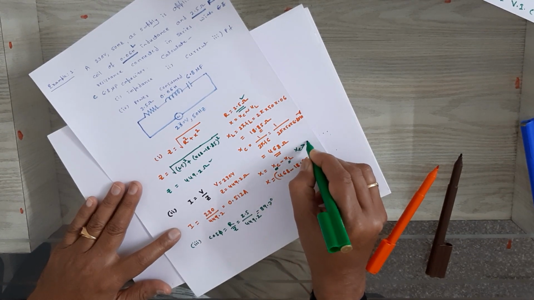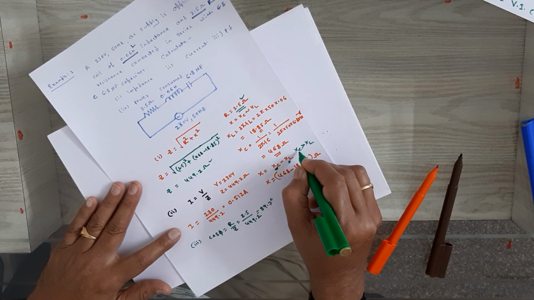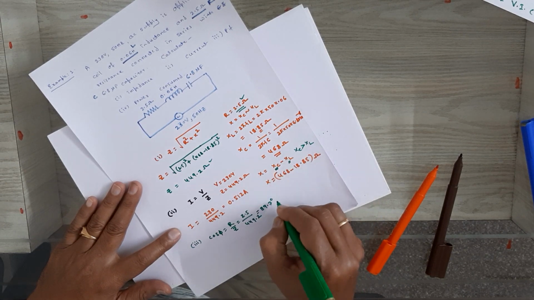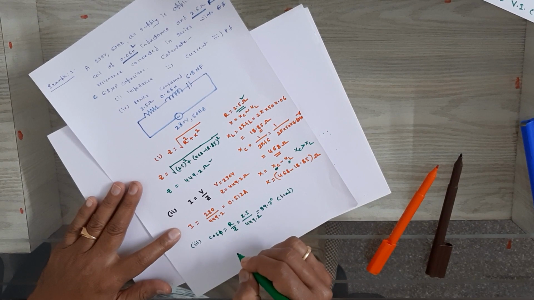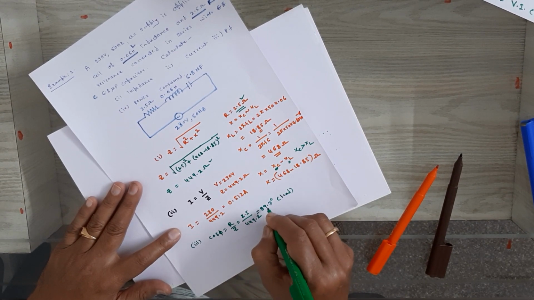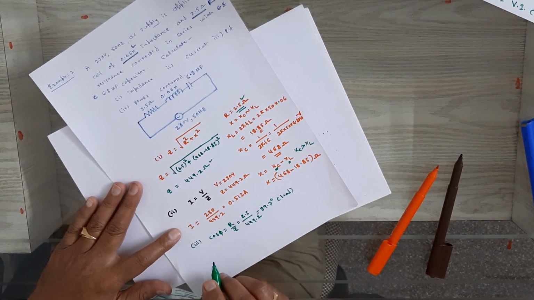Then whether this angle is lag or lead, you can see here XC is greater than XL. Therefore, if XC is greater, then the angle is leading. That is why you have to write 89.7 degree lead.